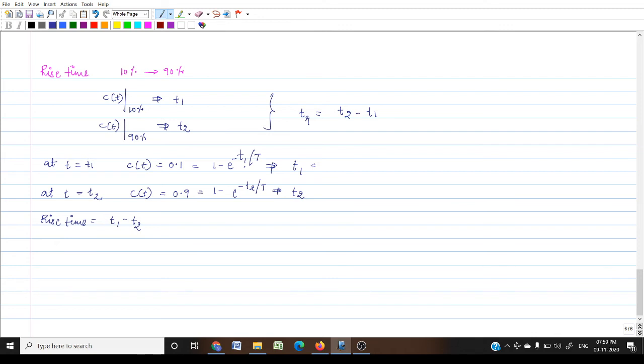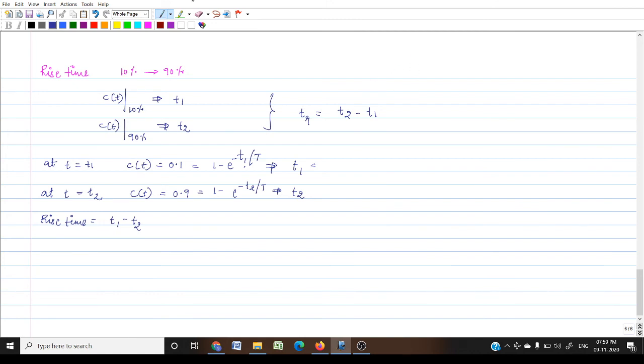It's a small homework for you all. It has already been discussed in the class, so I'll not get into detail. Okay, so that will give us the rise time. When you do the simplification, you will get around 4.4 times T, or 4.4 divided by a, where a is 1 by T. That is the definition of rise time.